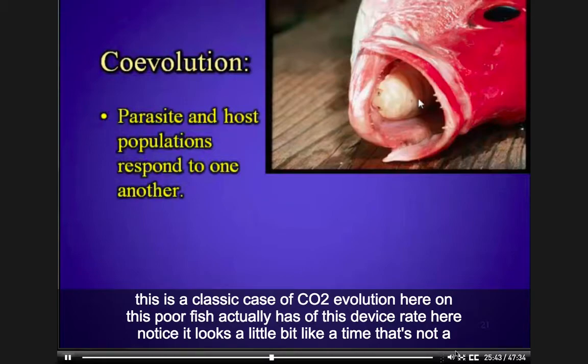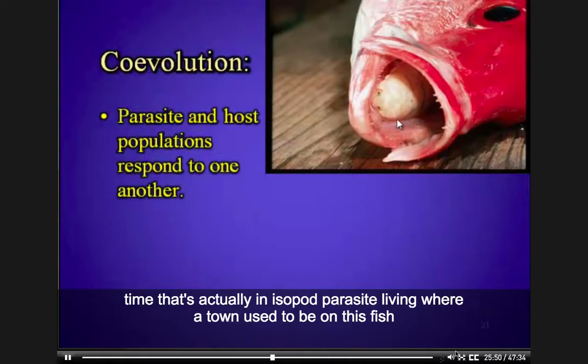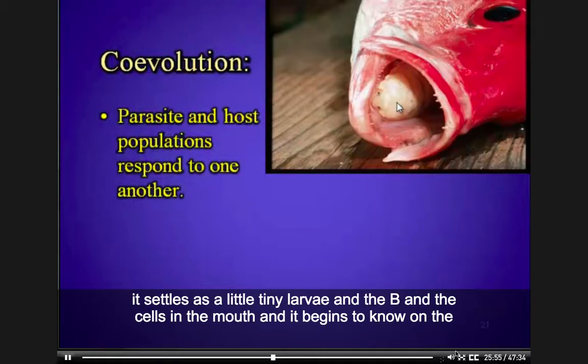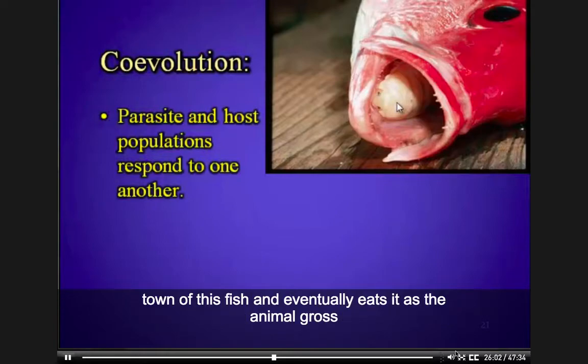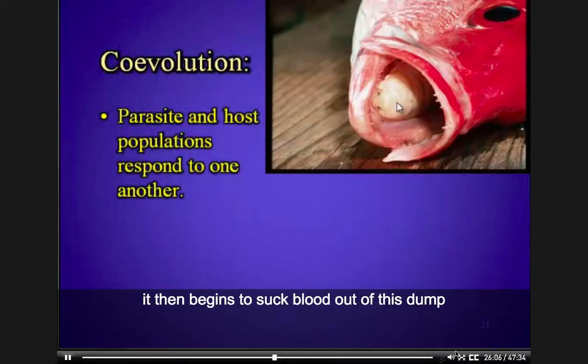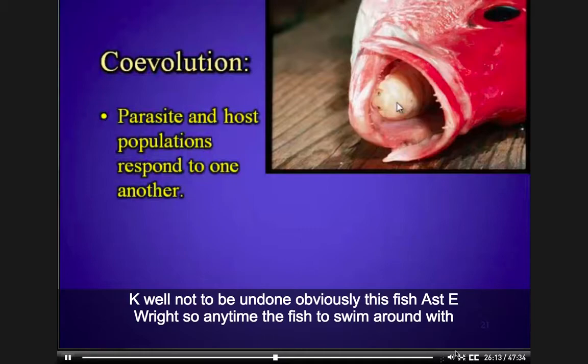This poor fish actually has this device right here. Notice it looks a little bit like a tongue. That's not a tongue. That's actually an isopod parasite living where a tongue used to be on this fish. It settles as a little tiny larvae in the mouth, and it begins to gnaw on the tongue of this fish, and it eventually eats it as the animal grows. It then begins to suck blood out of the stump that used to be the tongue. Okay? Well, not to be undone, obviously this fish has to eat, right?